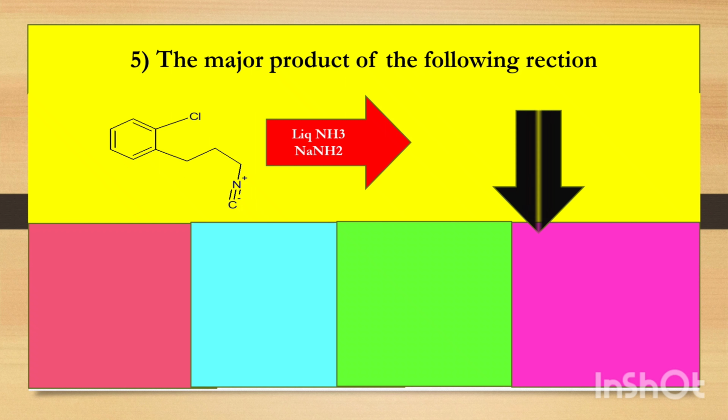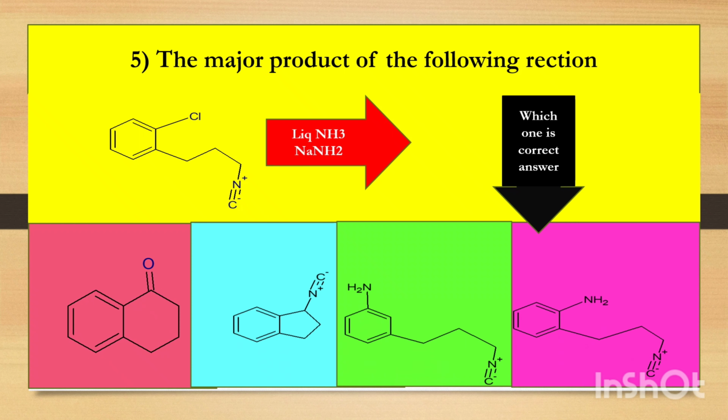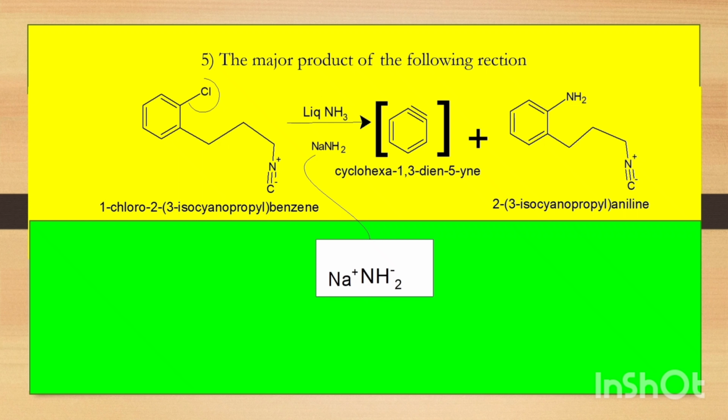Okay, major product of the following reaction: 1-chloro-3-isocyanopropyl benzene in the presence of liquid ammonia and sodium amide. Here four options are given. Which one is correct? Here the chlorine acts as a leaving group in the presence of liquid ammonia and sodium amide.